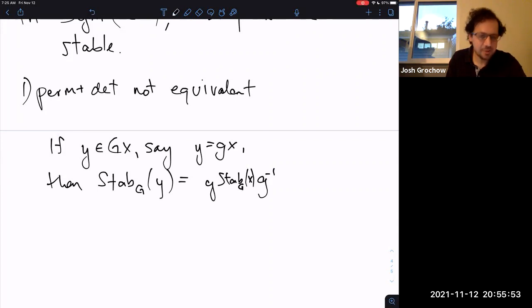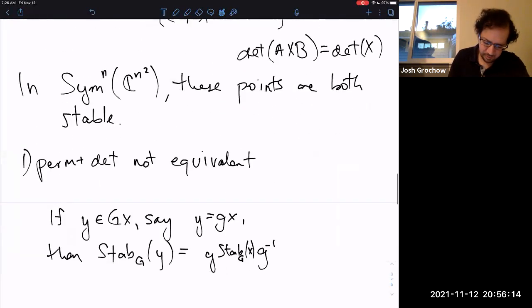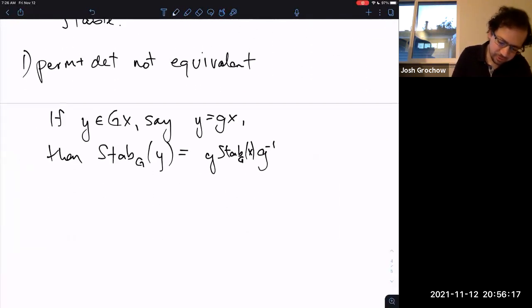So the stabilizers would have to be conjugate, and in particular, they'd have to be isomorphic. But these two groups are not isomorphic. You can see that in a wide variety of ways. One way is by dimension: this part is finite, so this group has dimension 2n minus 1. This part is finite, this group has dimension 2n squared minus 1. So perm and det are not equivalent.